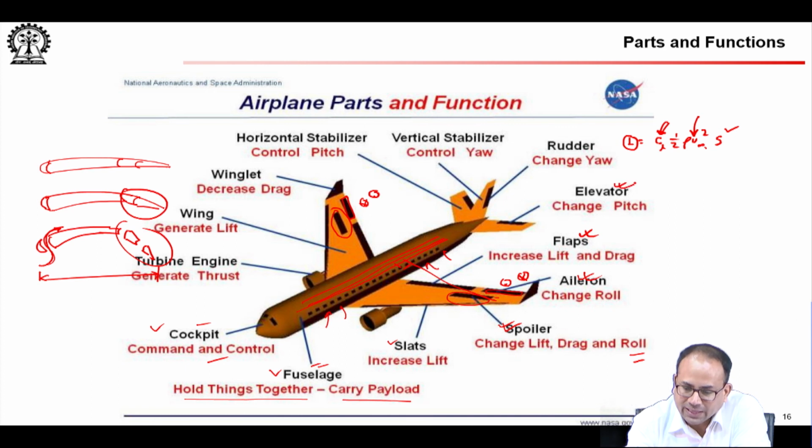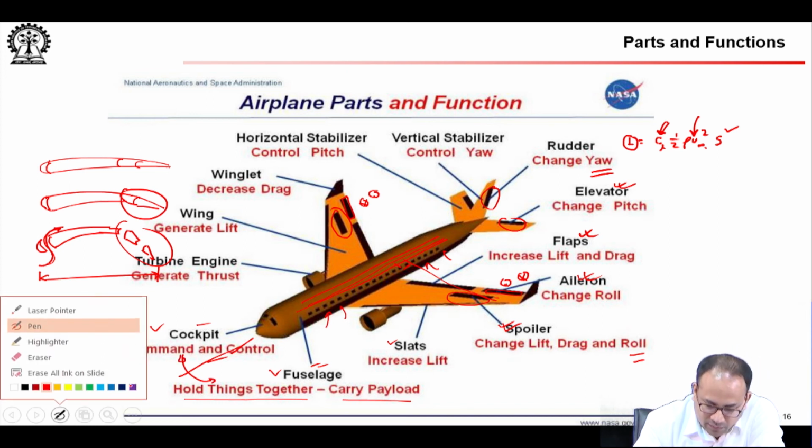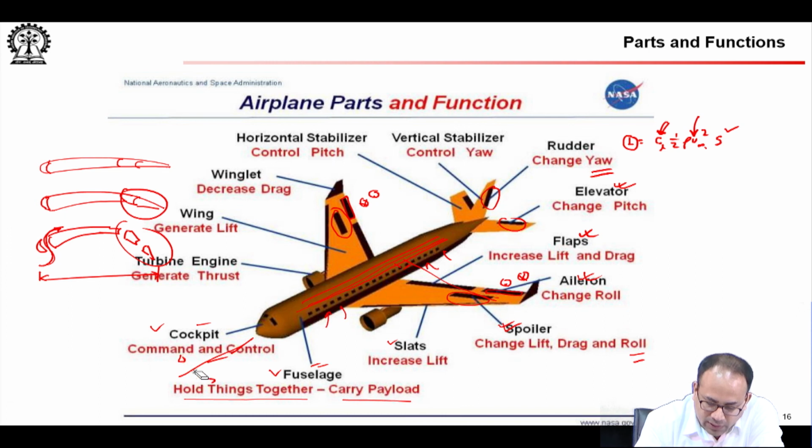Elevator: a flap-like thing, but on the horizontal tail. Rudder: also a flap-like thing, but on the vertical tail, and as you see, this changes the yaw. So, yaw is essentially this motion. Okay, it is difficult to actually show here, so we will just revert to the view graphs.